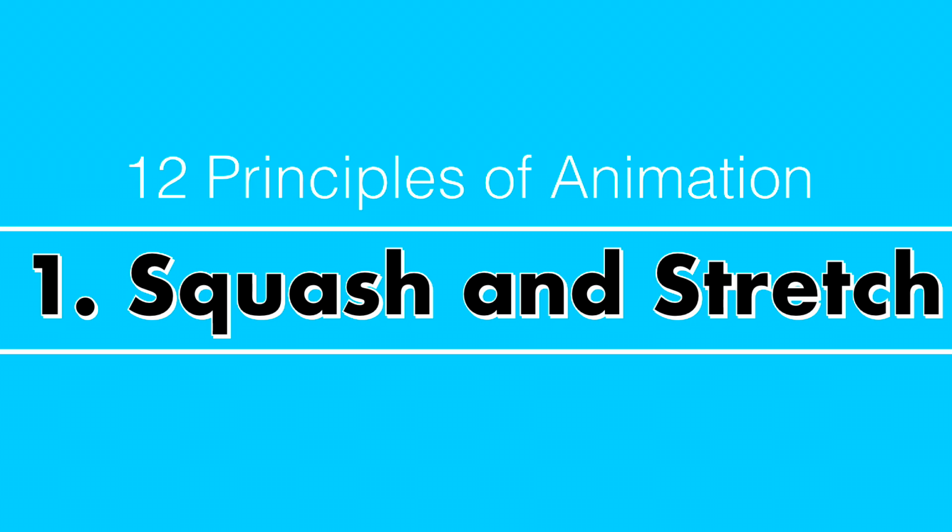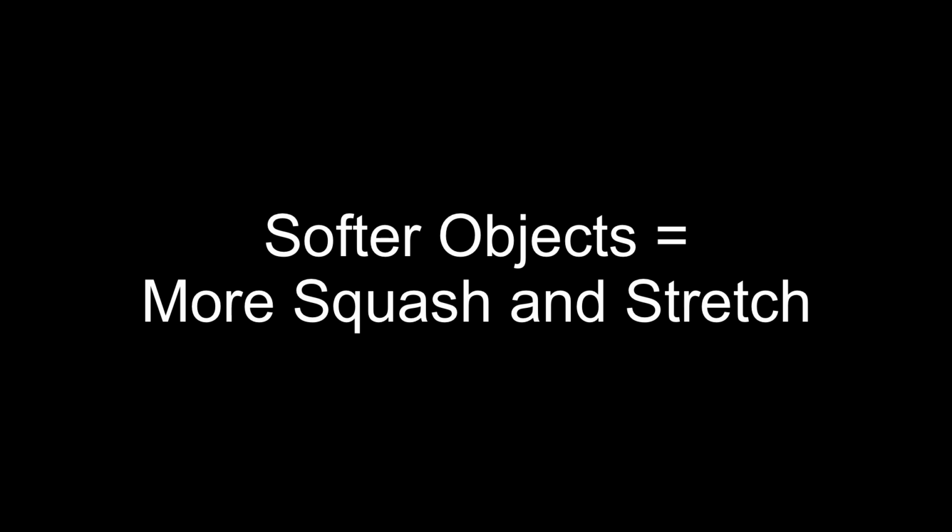In today's video, we'll be talking about squash and stretch, which is said to be the most important discovery of the principles. According to The Illusion of Life, anything that isn't rigid will show some considerable movement within its shape in progressing through an action. The softer an object is, the more squash and stretch it'll have.